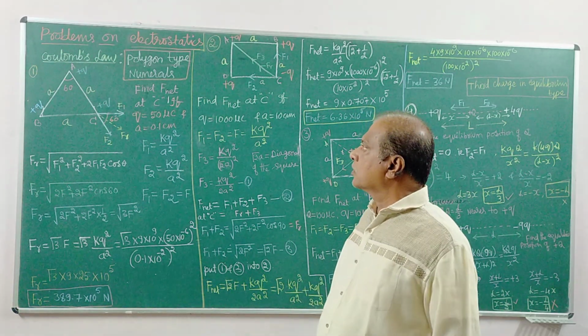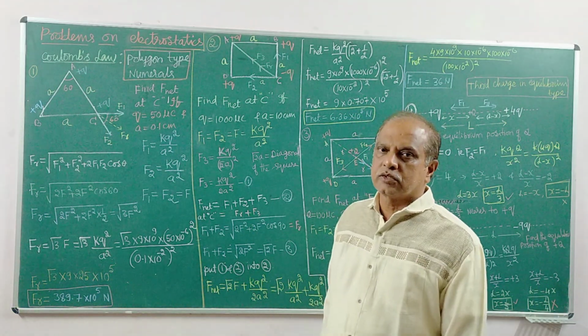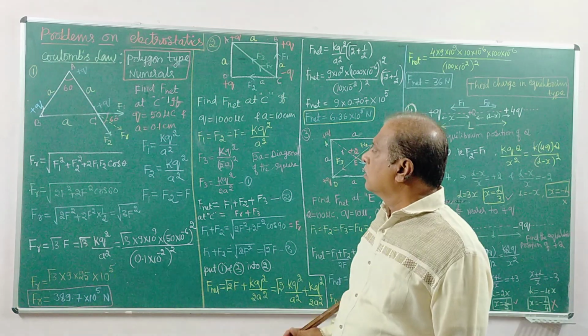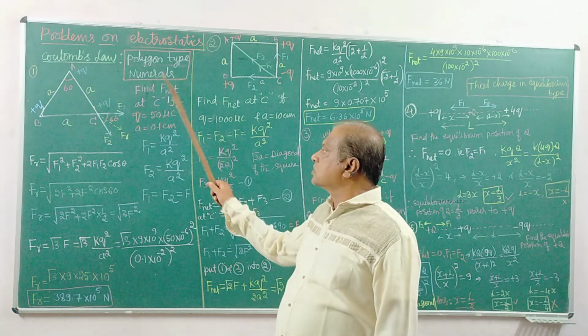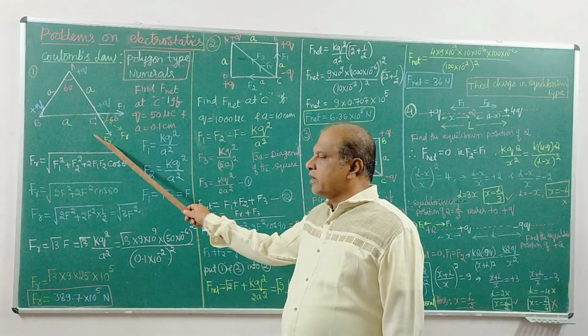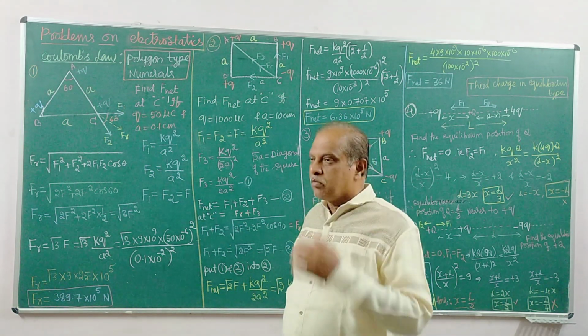Coulomb's law. Let us work out some more problems. The problems are polygon type numericals. This is the same type I did in the previous class, but the problem is different.